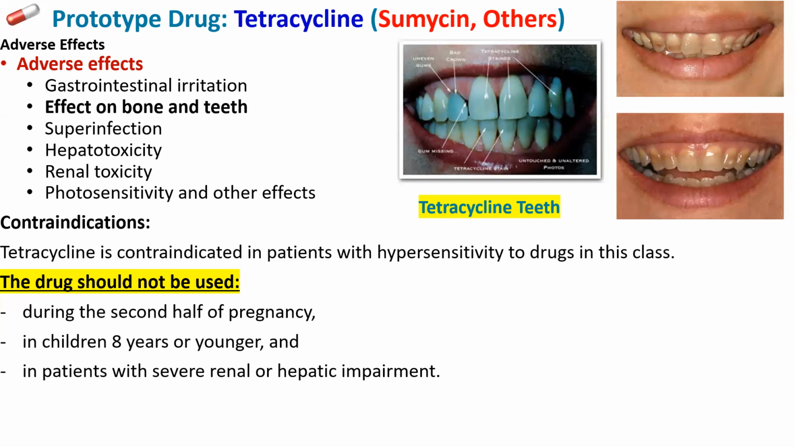Contraindications. Tetracycline is contraindicated in patients with hypersensitivity to the drug or any drug in this class. The drug should not be used during the second half of pregnancy, in children 8 years or younger, and in patients with severe renal or hepatic impairment.